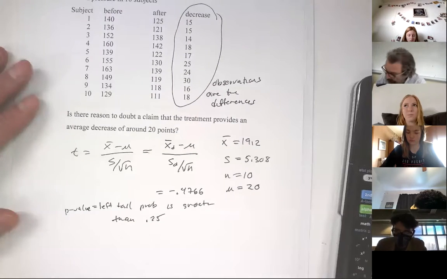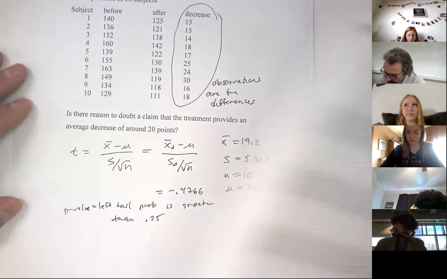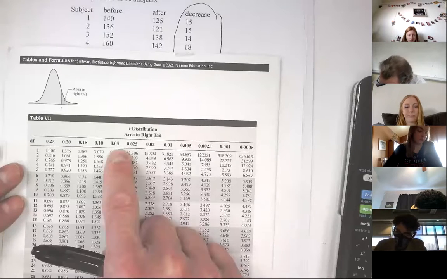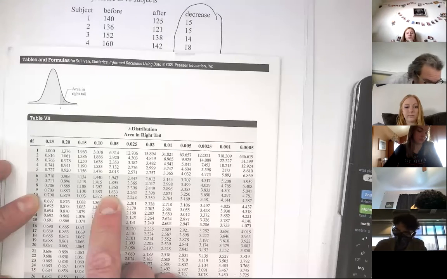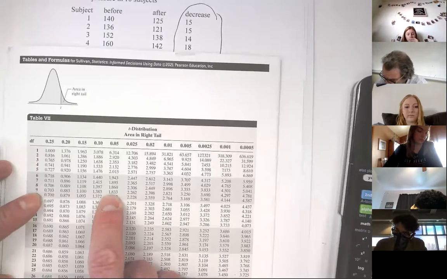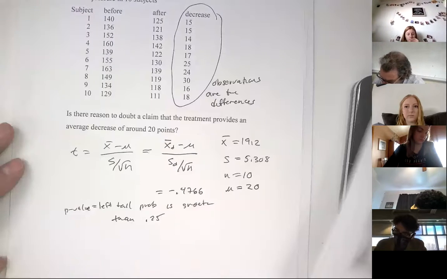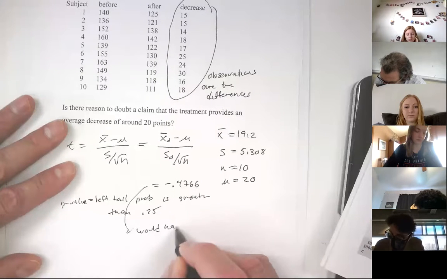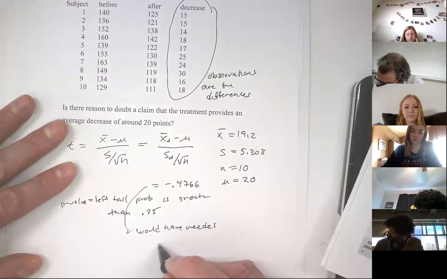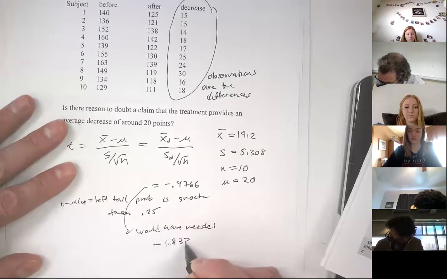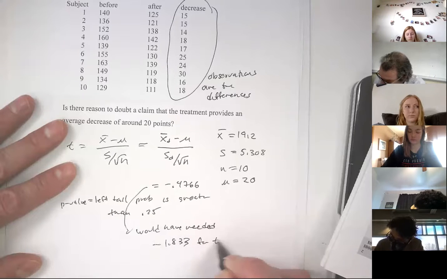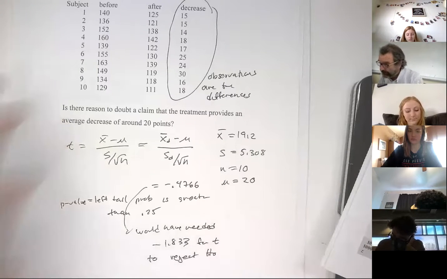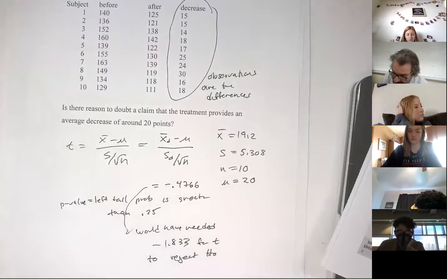And so we're not going to reject the null hypothesis. We might wonder how big a number would we need, say at the 0.05 level, a one-tailed test. We would need 1.833 to reject the null hypothesis. We would have needed minus 1.833 for t to reject H0. So we're not far enough out in the tail to do it.